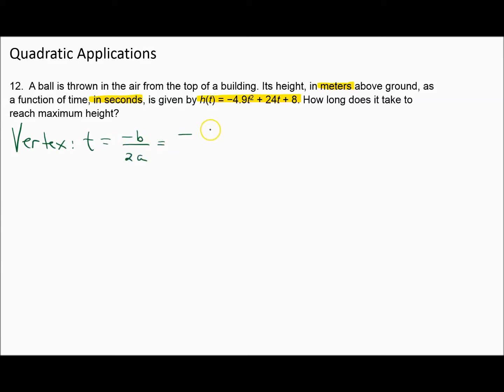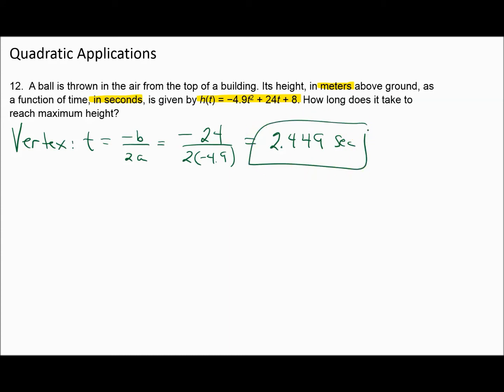So that's going to be negative. My b is 24 over 2. My a is negative 4.9. I typed that in my calculator. Give me just a minute. You can do it with me. And I get something that's not nice again. Let's go out 3 places. So 2.449. Remember, that is in seconds. So it takes just under 2.5 seconds to reach its maximum height.